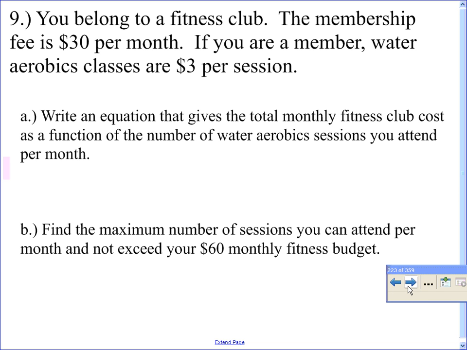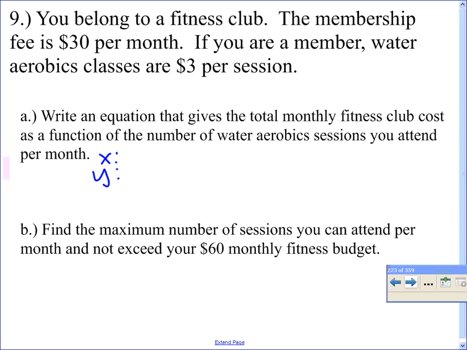Okay, number 9, you need to flip over your graph paper. This is not in your notes, okay? So you'll have room at the top of your graph paper. I'm going to read it. You don't have to write it down. We're going to come up with an equation from this word problem. Okay, we belong to a fitness club. Our membership fee is $30 per month. If you are a member, we have some exciting water aerobic classes. Doesn't that sound so fun? For $3 per session. Letter A, write an equation that gives the total monthly fitness club cost as a function of the number of water aerobic sessions that you attend per month. First question, what is X and what is Y?